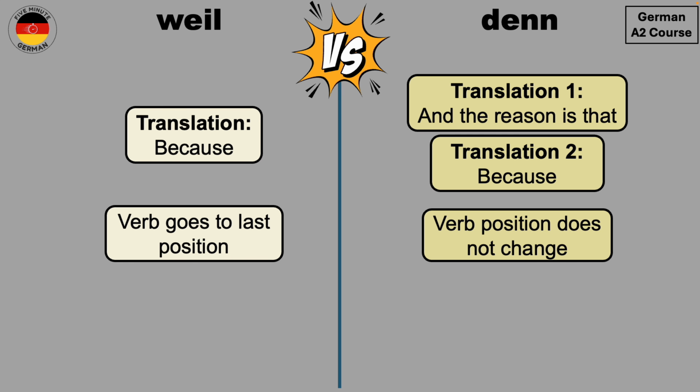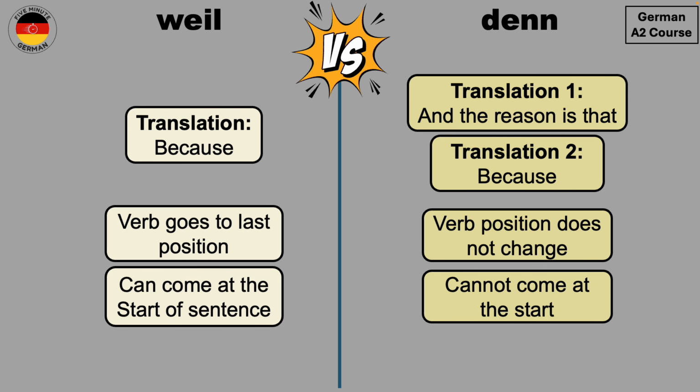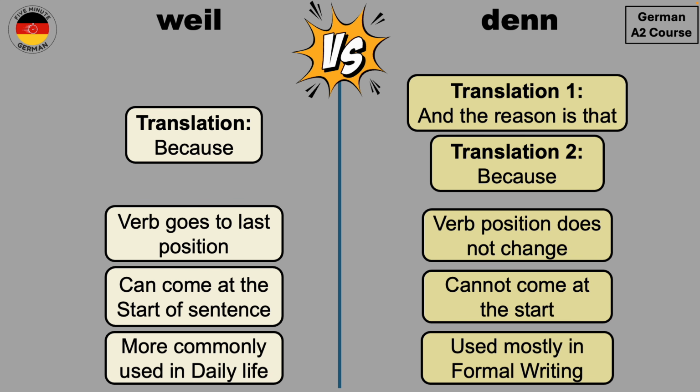If we use "weil", then the sentence with "weil" can come at the start. However, the sentence with "denn" cannot come at the start. Now this is the reason why I prefer translation 1 over translation 2 for "denn", because even in English, you cannot use "and the reason is that" at the start of the sentence. It must come after you have made a statement. And the last difference between both of them is that "weil" is more commonly used in daily life, whereas "denn" is used mostly in formal writing.